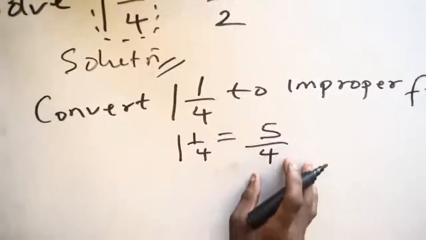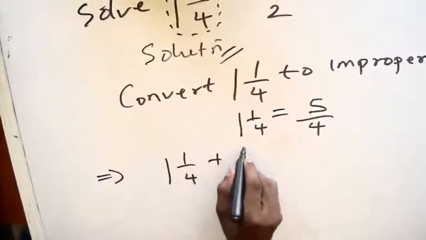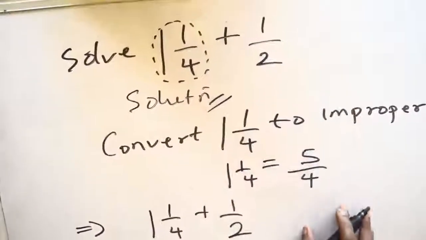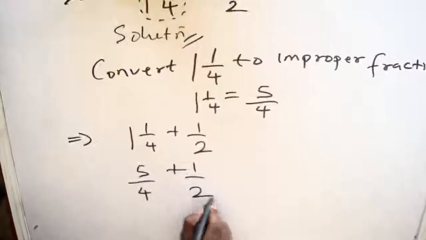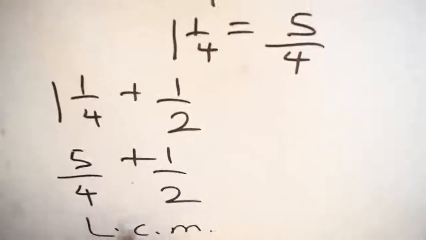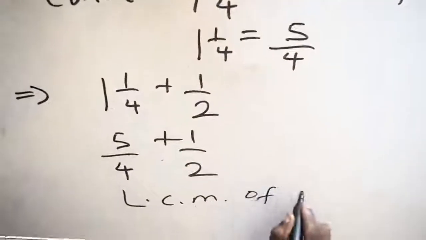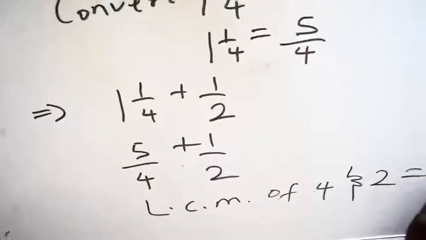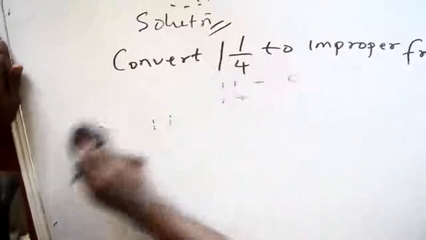So here we go. Since we have written this, it implies that 1 whole number 1 over 4 plus 1 over 2, which is the normal question, is the same as 5 over 4 plus 1 over 2. Now the next step is to get the LCM of the denominators. We have two denominators here, 4 and 2. So the LCM of 4 and 2 is nothing but 4. Also check how to go about LCM if you are finding it difficult. I also have a video on YouTube for that.